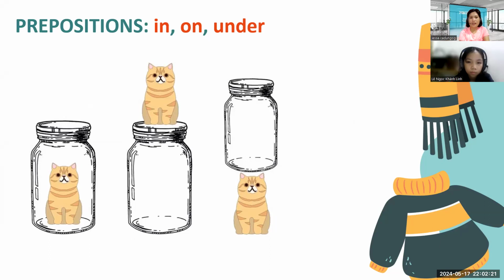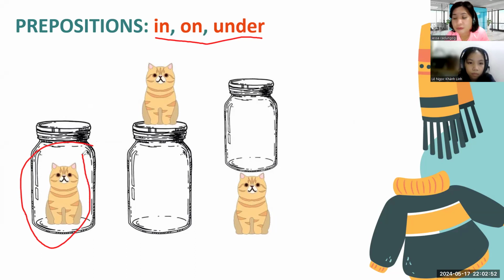First we have in, on, and under. Look at the cat. Lynn, prepositions are the words that help us locate the place where the object is. It gives us the idea of the exact location of the given thing. Let's say, for example, the cat. Lynn, where is the cat?